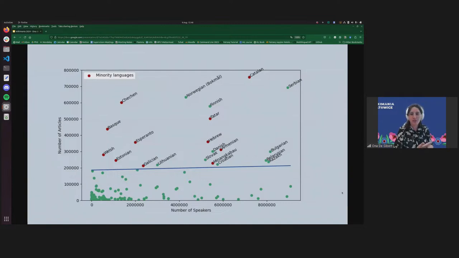And actually, if we check, these red dots show which of these languages are minority languages in some state. This means that they have more articles than we would expect by the number of speakers. And this shows us the power of the collective effort and community involvement. So minority language communities are very active on Wikipedia. And this is definitely a very valuable finding.